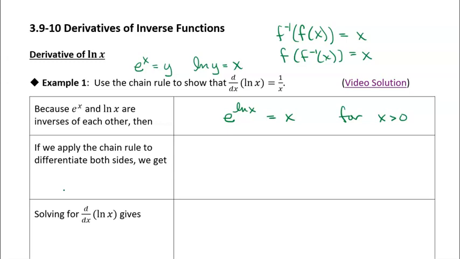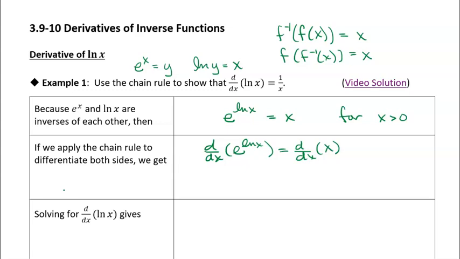Now the next thing we need to do, it says to apply the chain rule to differentiate both sides. So we're going to take this equation we just wrote up above, and we're going to find the derivative of both sides. So I'll just write that down. Derivative of e to the ln of x equals the derivative of x. Now we need to use the chain rule on the left-hand side, because we have the outside function is e, and inside we have ln of x.